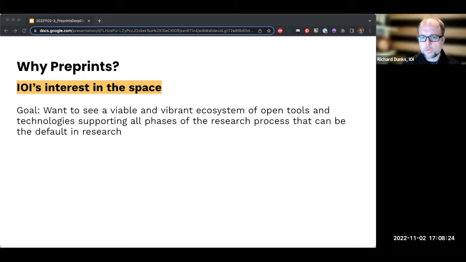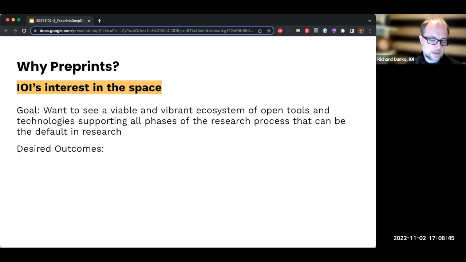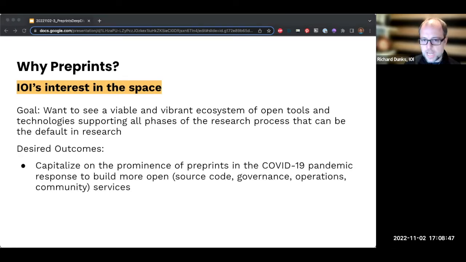This, if you remember, if you were there for the first core presentation we did, or the second presentation, for those of you that woke up early or attended that session, Kay mentioned this idea of our causes and conditions. So this is part of our initial cause research in a particular area where we wanted, as part of our desired outcomes, to capitalize on the prominence of preprints in the COVID-19 pandemic.